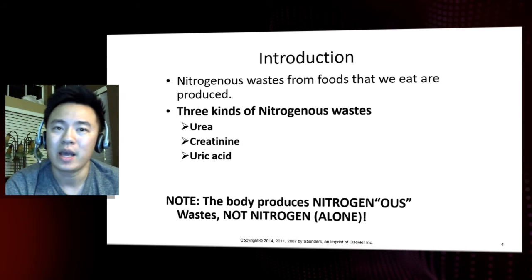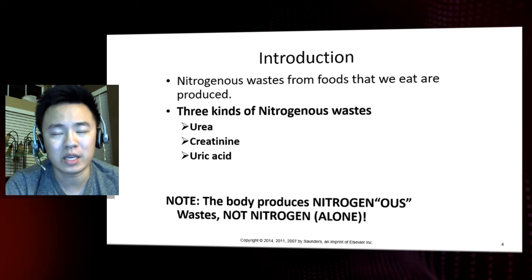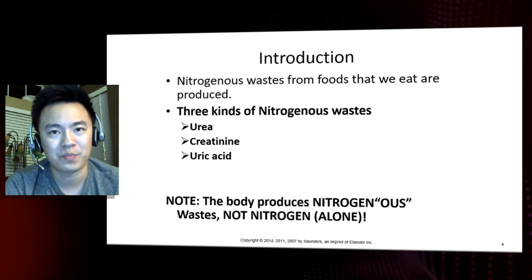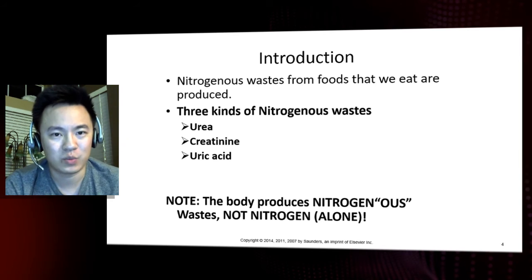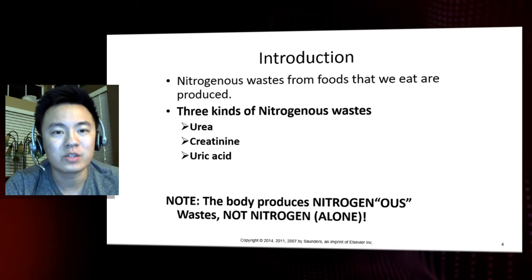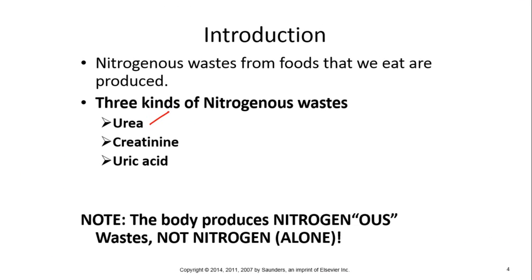In this case, in some types of foods that you do eat, your cells process them and then release them out as nitrogenous wastes. There are 3 types of nitrogenous waste. The first one here is known as urea. The next one is known as creatinine, and the last one is known as uric acid.